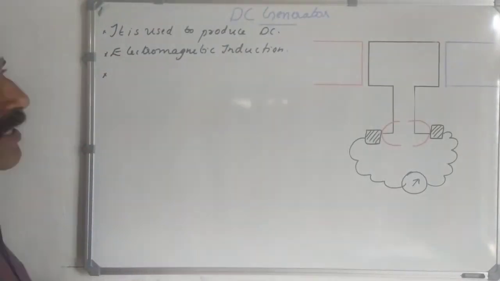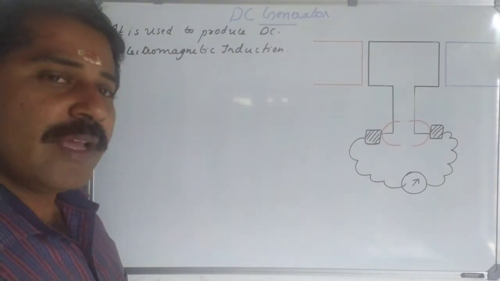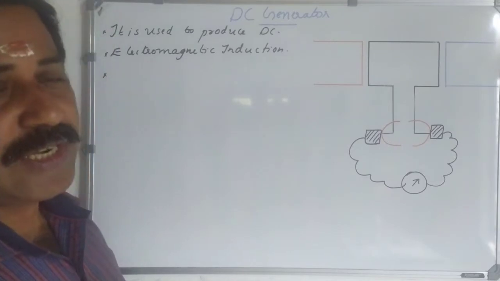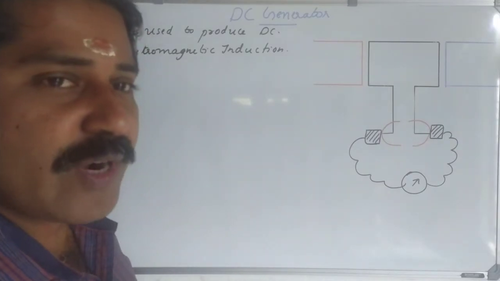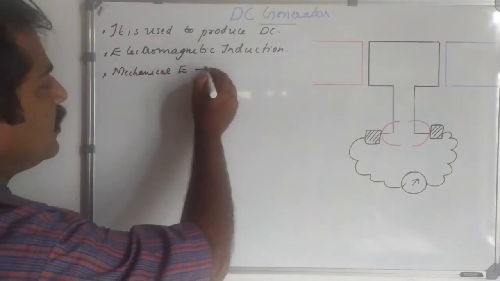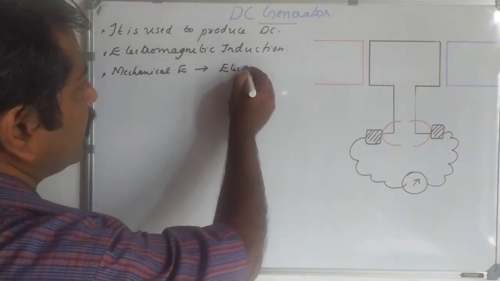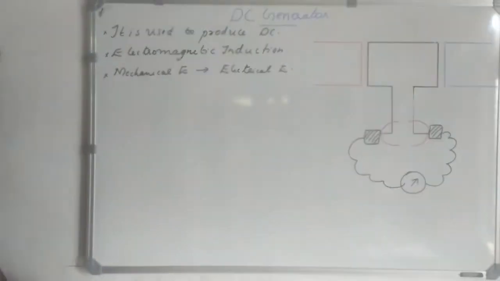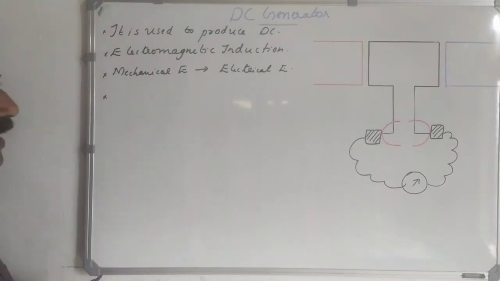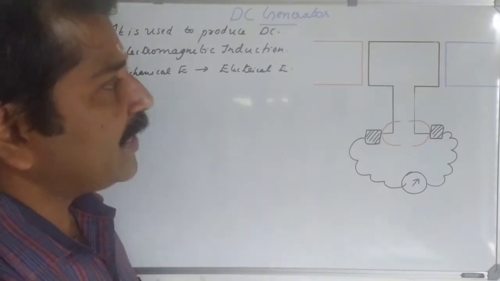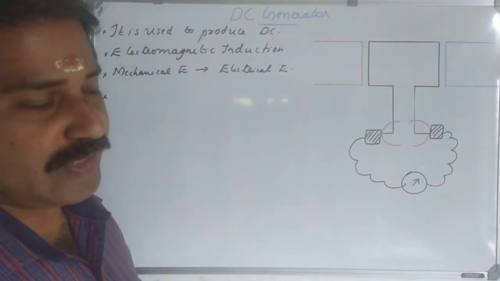Then what energy change takes place in a DC generator? In both generators, the AC generator and also the DC generator, mechanical energy is converted into electrical energy. Then, when we discuss any device, after the energy change, we discuss the different parts of that device.